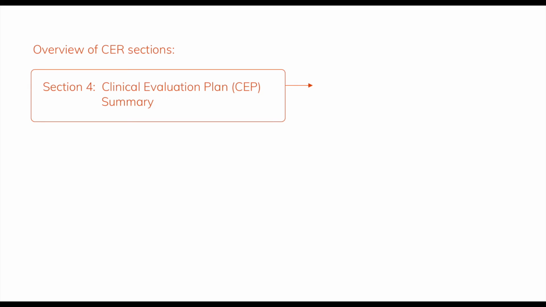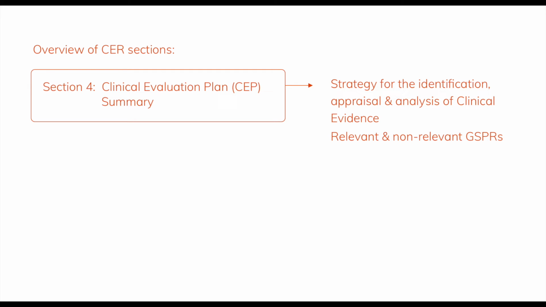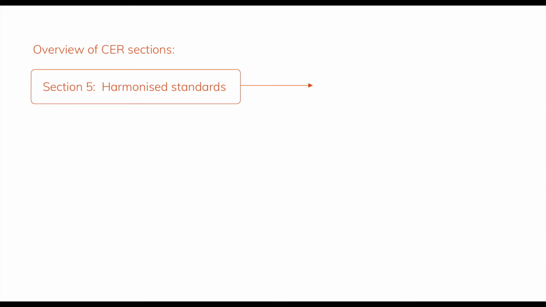This sets the scene for the consideration of its safety and performance in later sections. In Section 4, it's advisable to present a summary of the clinical evaluation plan. In particular, set out the strategy for the identification, appraisal and analysis of clinical evidence, and also set out which general safety performance requirements have been adjudged to be relevant and non-relevant to the device. Section 5 contains a list of relevant harmonised standards that have been used in relation to the device.